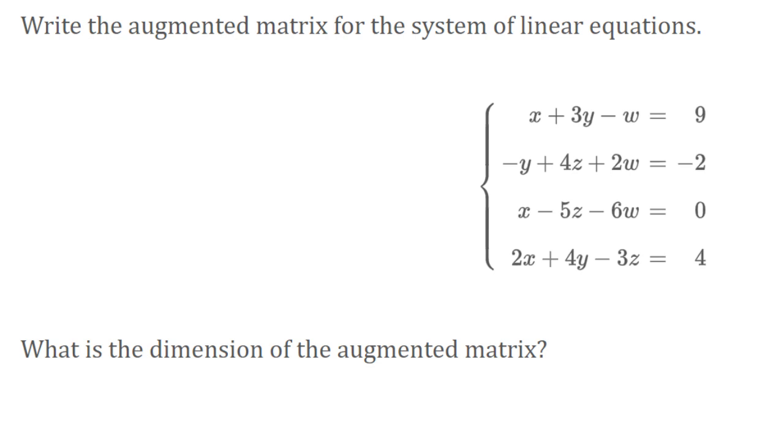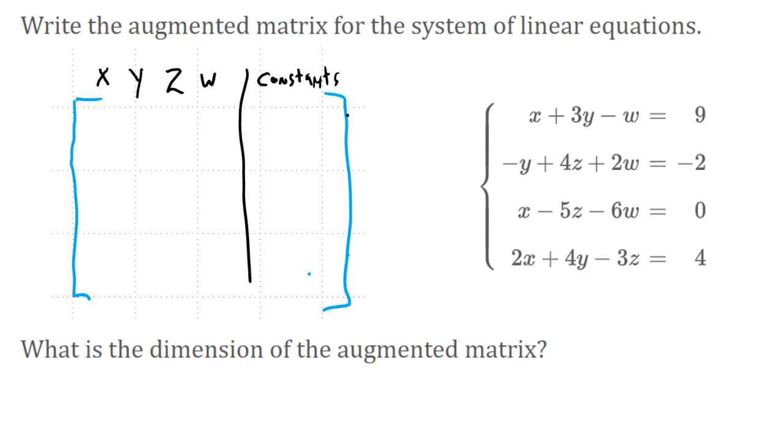So I should have 4 rows. So again, I'm going to form my square bracket. I'm going to go ahead and already include my equal sign here. So the right side of the equal is our constant, which is what the equations are equal to. And then you can see here, the columns are going to be represented by our variables, the x, the y, the z, and the w.